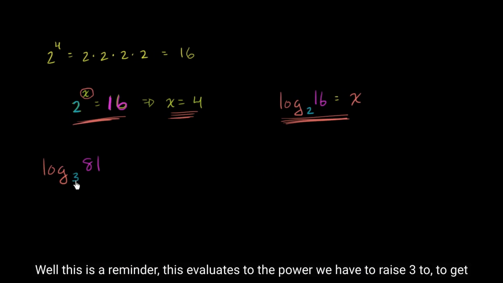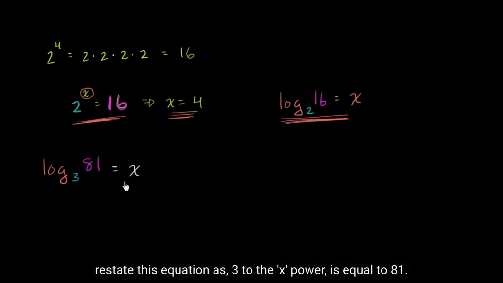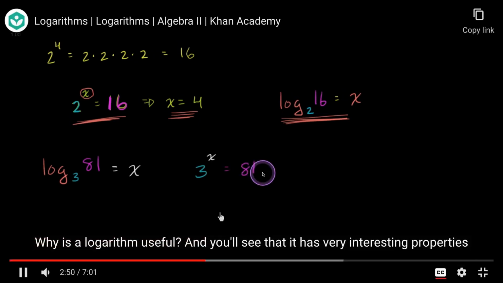Well, just as a reminder, this evaluates to the power we have to raise 3 to get to 81. So if you want to, you could set this to be equal to an x, and you can restate this equation as 3 to the x power is equal to 81.